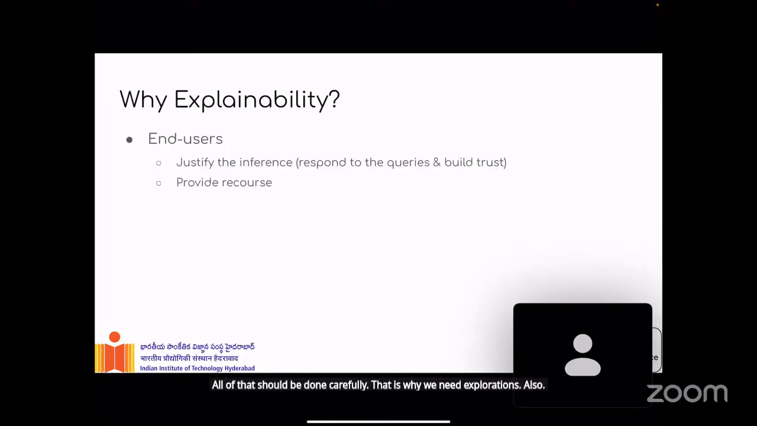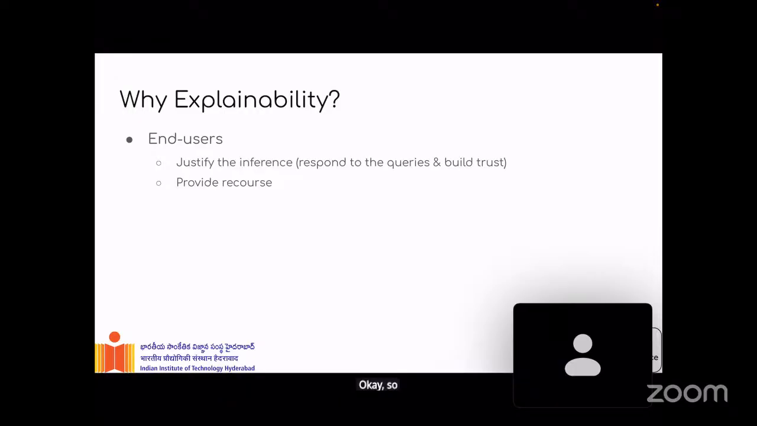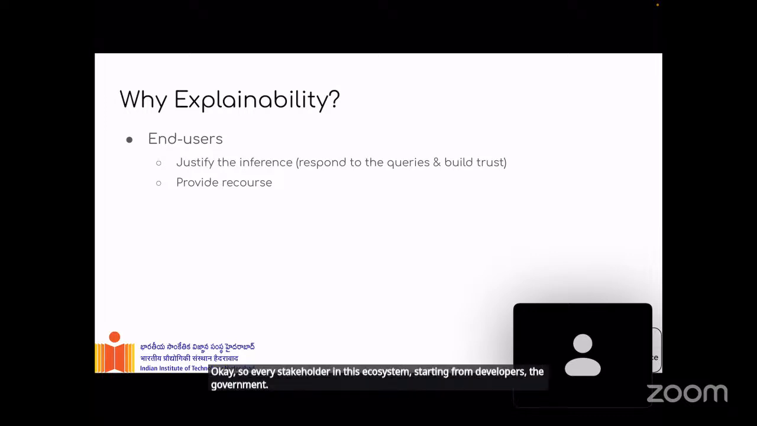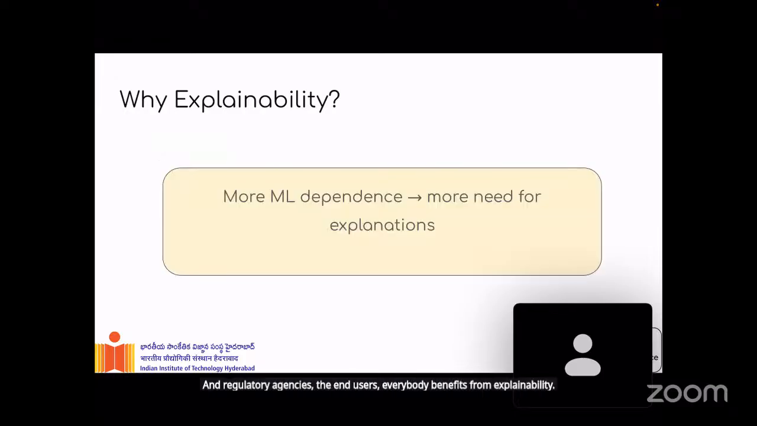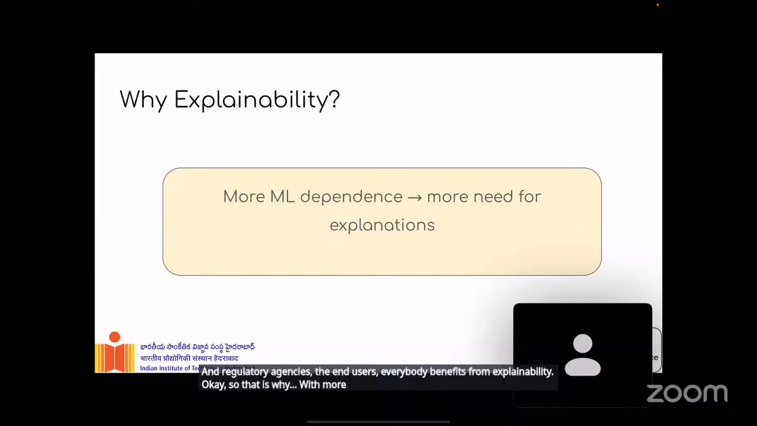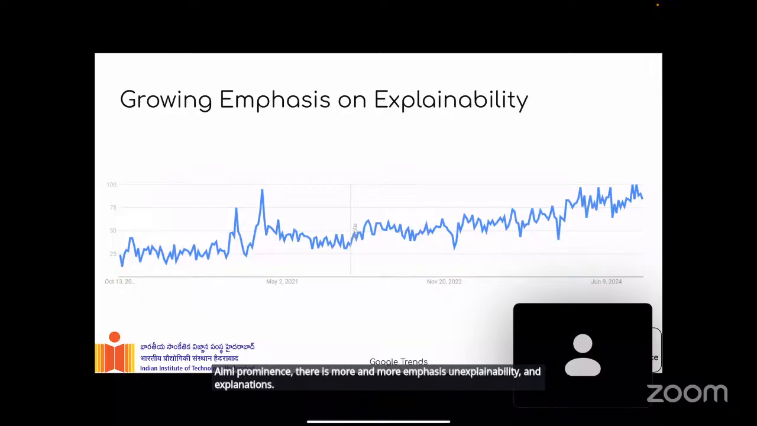Also, as an end user, whenever our application gets rejected, whenever we get a decision provided by AI, we need the justification for why we received whatever we received. So every stakeholder in this ecosystem, starting from developers, the government and regulatory agencies, to the end users, everybody benefits from explainability. That is why, with more and more AI/ML prominence, there is more and more emphasis on explainability and explanations.